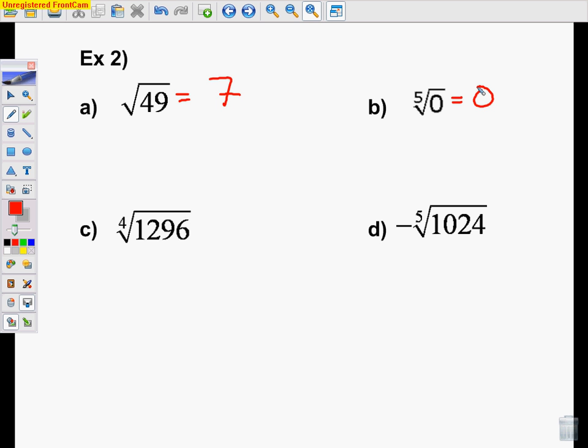Here, C, the fourth root of 1,296. Well, what number can I multiply by itself 4 times to get 1,296? That's 6. And D, the negative fifth root of 1,024. Well, the fifth root of 1,024, that's 4. And then we're just going to drop down that negative symbol. So the answer to that is negative 4.